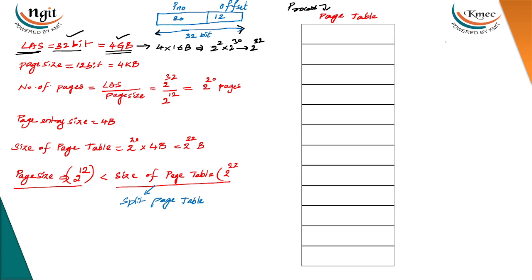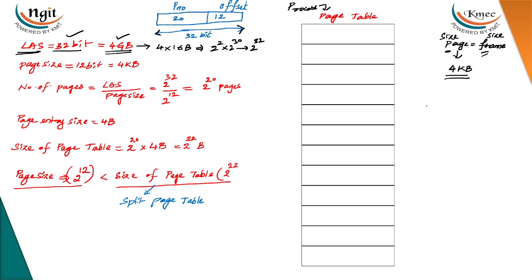Now the logical address space will be divided into pages, and we also remember that the size of the page is equal to the size of the frame, because the process is divided into pages and main memory is divided into frames. So here, what is the size of the page? It is 4 KB.